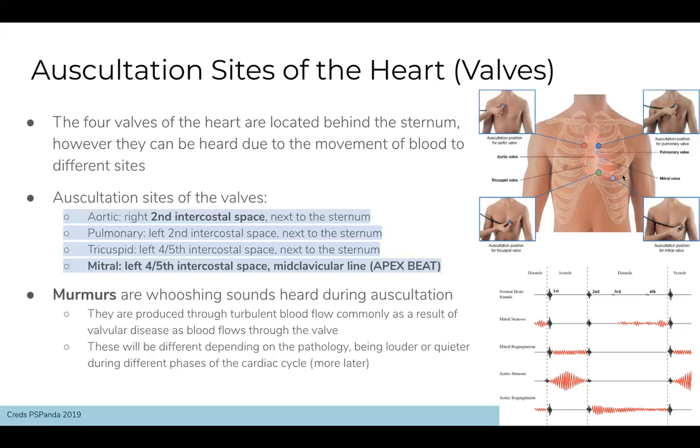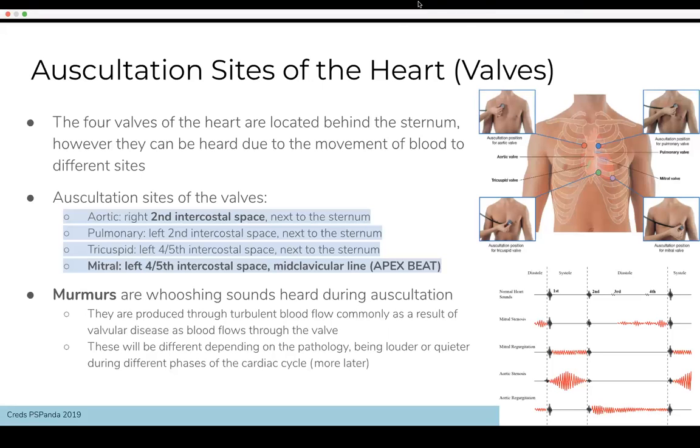So that's in your fifth intercostal space, mid-clavicular line. So all of them are next to the sternum except for the apex beat, which is at the mid-clavicular line. So that's something you just have to remember. There's no way around it. You just have to remember it. And then you have to get good at palpating down: second intercostal space, third intercostal space, fourth intercostal space, fifth intercostal space. Let's shuffle along until we get to the midclavicular line.